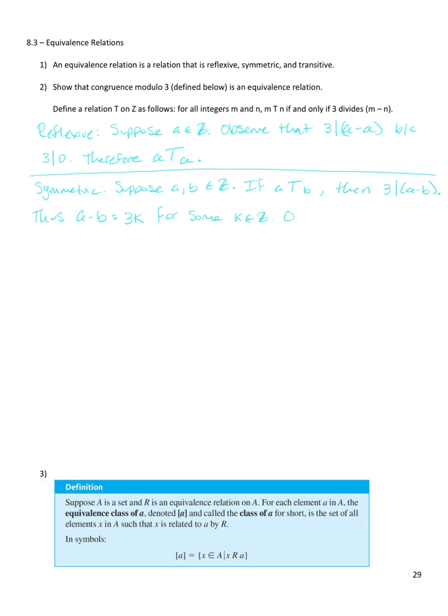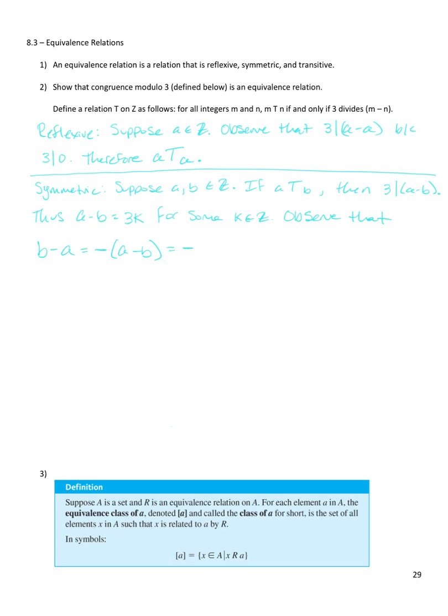And now we can observe the thing I'm interested in, right? I want to show that if a is related to b, then b has to also be related to a. For b to be related to a, b minus a has to be a multiple of 3. So let's look at b minus a. b minus a is just the negative of a minus b.